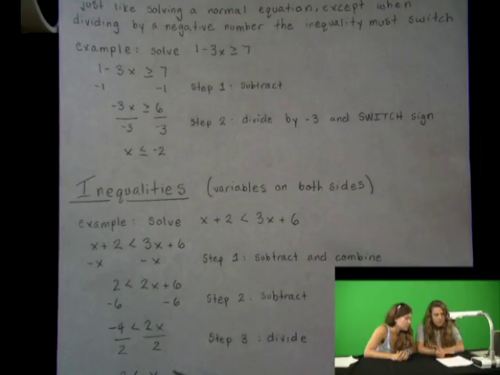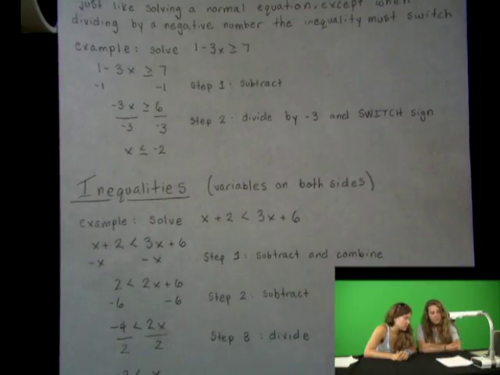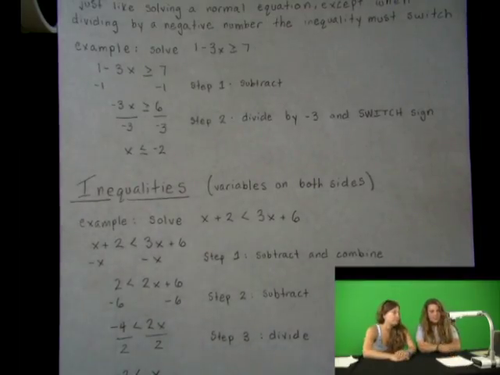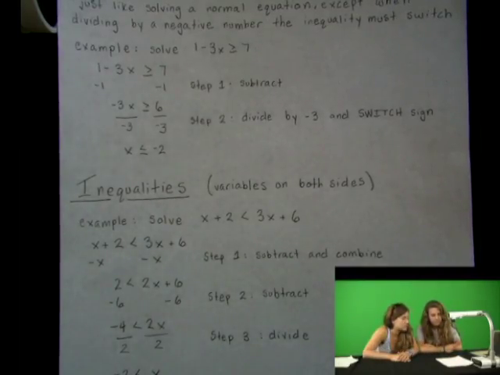Final step, what are we going to do to get x by itself? We divide by 2, and since it's not a negative, we don't flip the inequality. So what's our final answer? x is greater than negative 2. Great job.